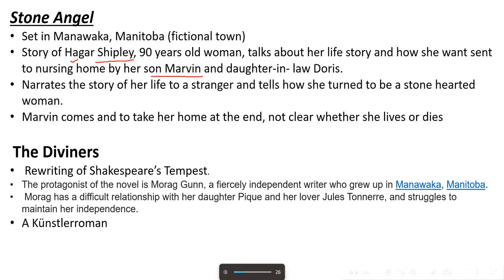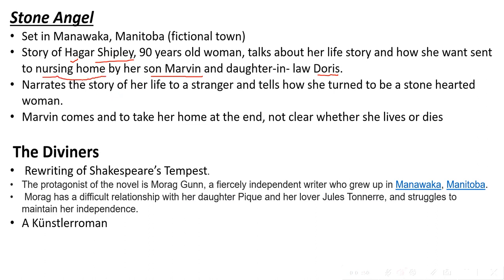But this makes her somewhat arrogant. And she starts feeling that her children are not giving her due respect, and they are treating her as somebody unwanted. So there is a kind of misunderstanding, and her son thinks that for her betterment, we should put her in a nursing home. So her son Marvin and his wife Doris send her to a nursing home.